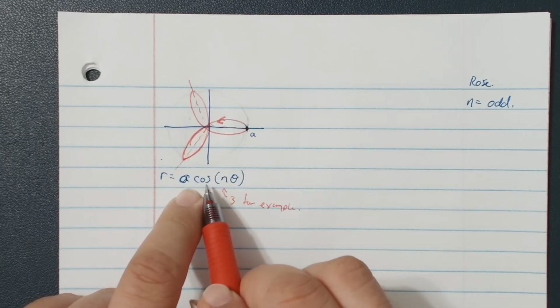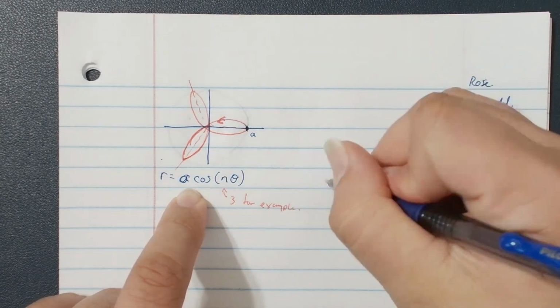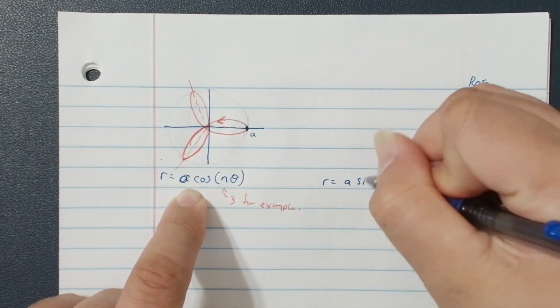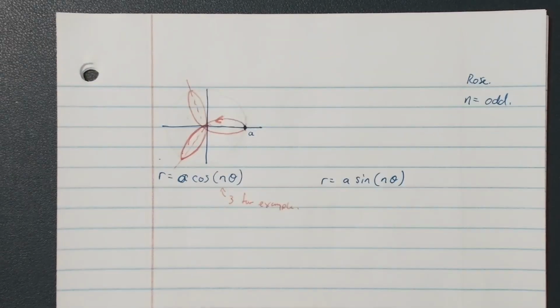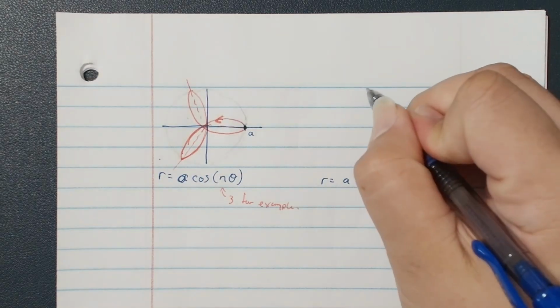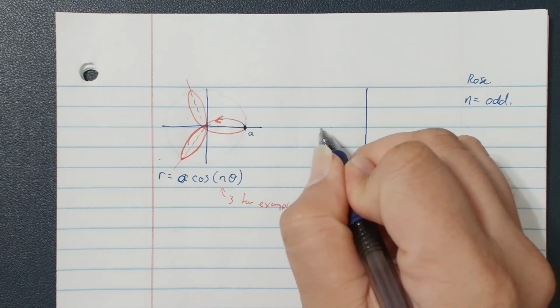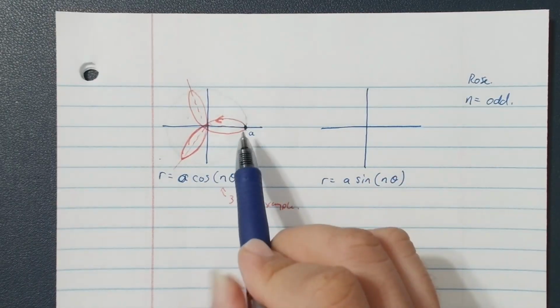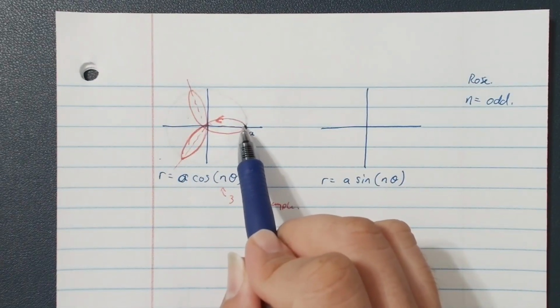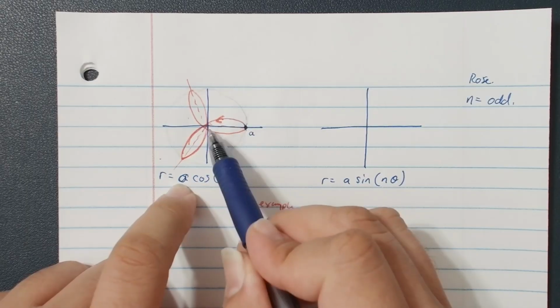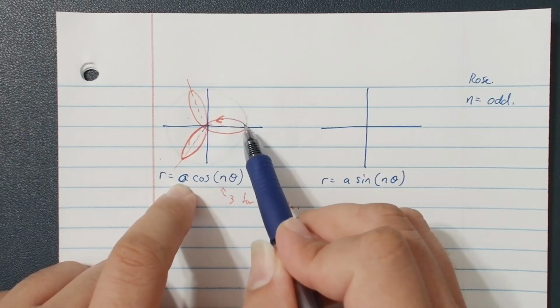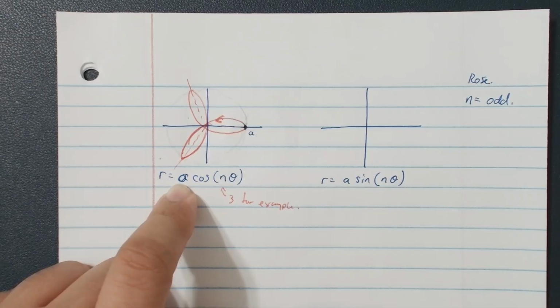Okay, that's if you have a cosine there. What if you have a sine? Well, if you have r equals a sine of n theta, then that's going to be very similar. The big difference is where this petal starts. Here, the first petal that we started with started a units out on the x-axis. But if you have sine, it doesn't quite work that way.